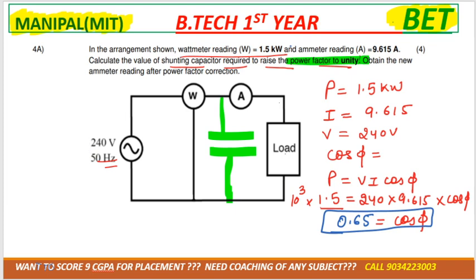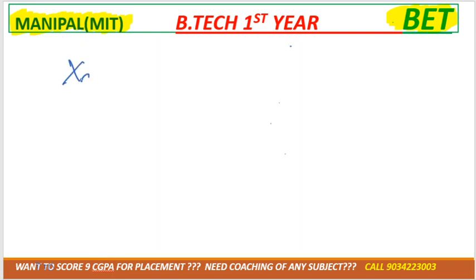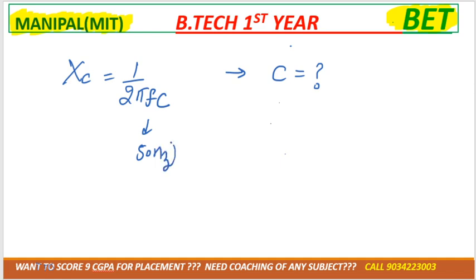Voltage they have given in the question, always voltage वो हमेशा देंगे, 240 volt. तो 240 का square divided by XC. Q1 we can substitute it here. Can we get the value of XC from here? ये बताओ. Q1 हमने पहले वाले पावर ट्रायंगल से निकाल ली. All the values are known. Can we get XC? And after getting XC we need to get C. As you know the formula of XC is equals to 1 by 2 pi FC. तो C की value we can get. Frequency is also given, 50 Hertz.